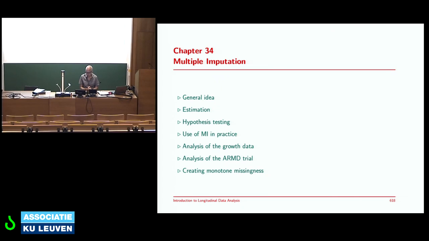When would I, for example, prefer a direct likelihood, an ignorable likelihood method? When would I prefer generalized estimating equations? So that means weighted estimating equations. And then finally, when would I rather do multiple imputation?